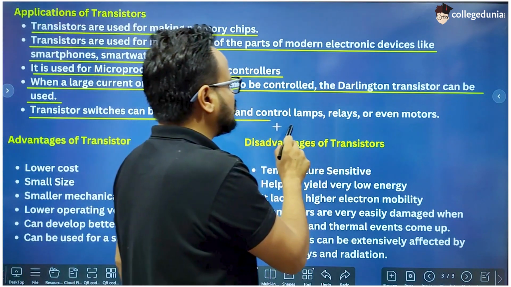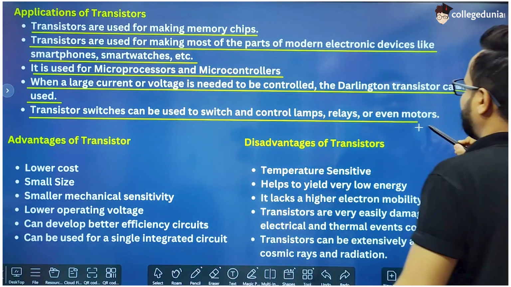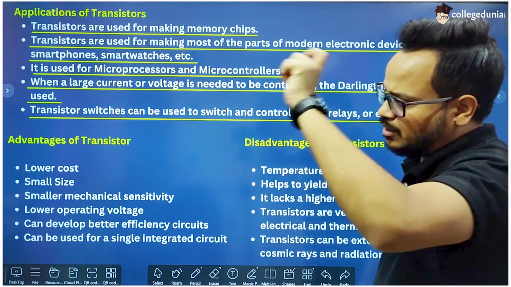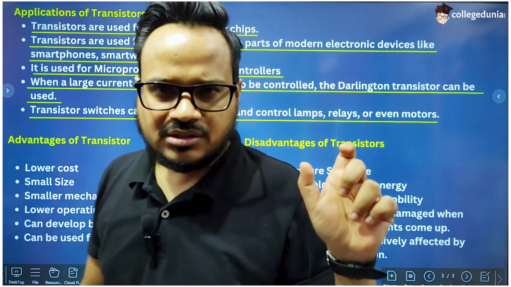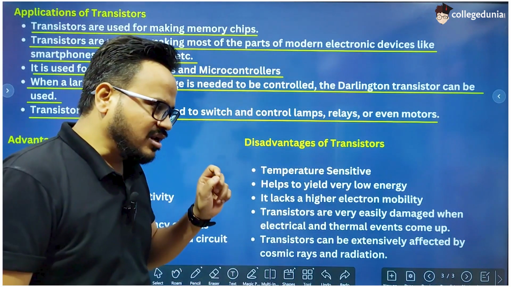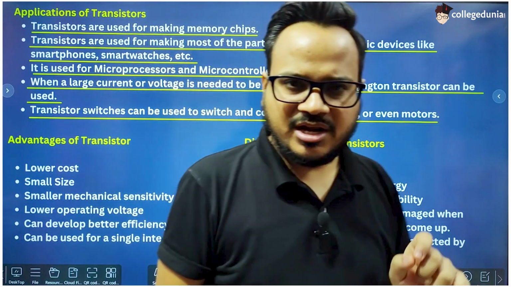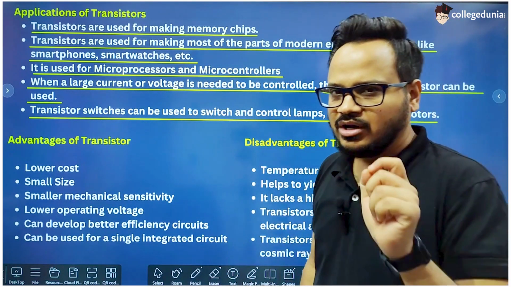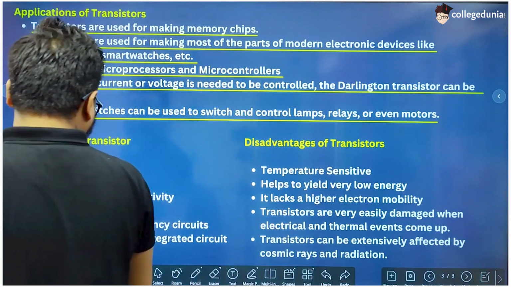Transistor switches can be used to switch and control lamps, relays, or even motors. One of the major uses of the transistor is the switching purpose. These are used in microelectronic circuits to switch on or switch off the current and voltage.